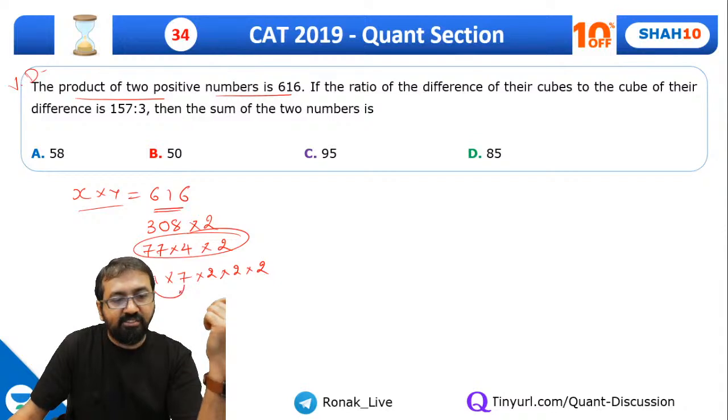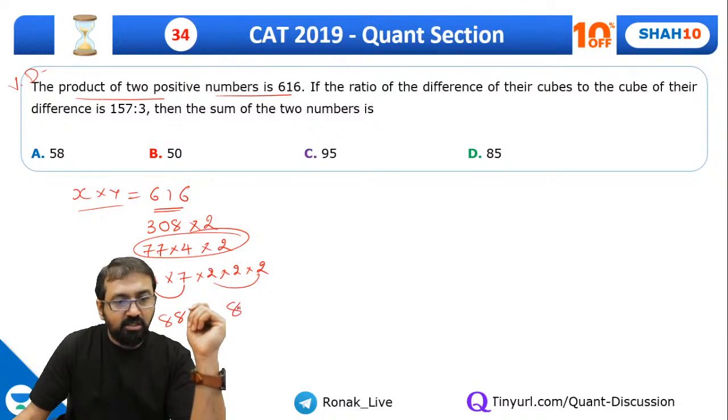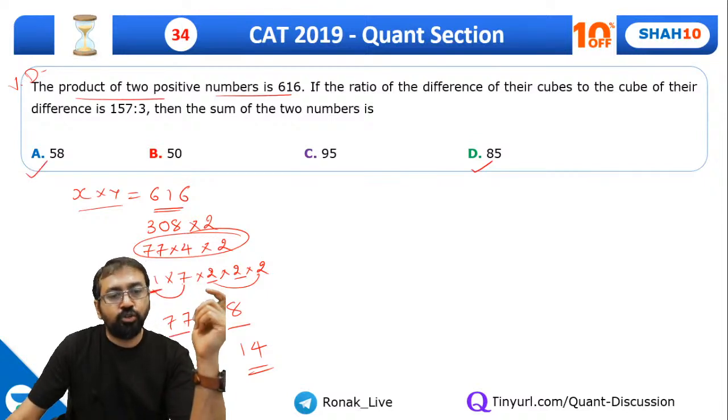I can have one number as 11 into 7, that is 77, and the other will be 2 into 2 into 2, that is 8. So 77 plus 8 will be 85. So they have given 85 as an option. If you try this way, 11 into 2 into 2 is 44, and 7 into 2 is 14. So 44 plus 14, 58, is also given. So they have given all the possible options, right? So don't try it this way.